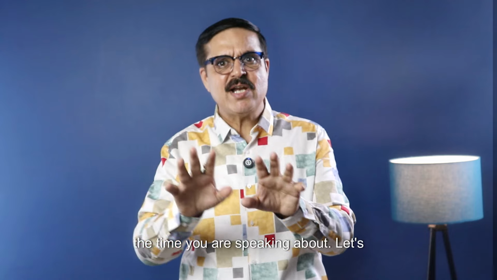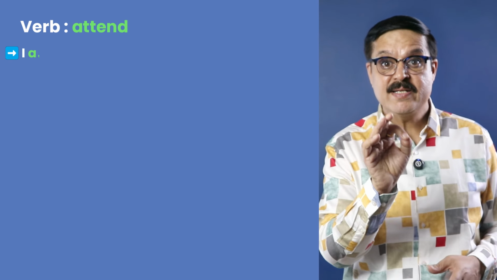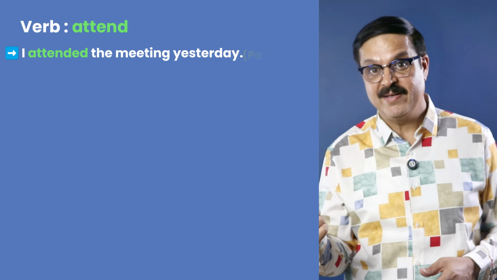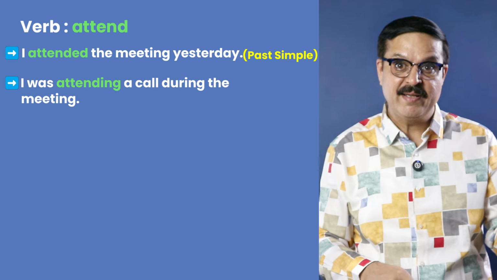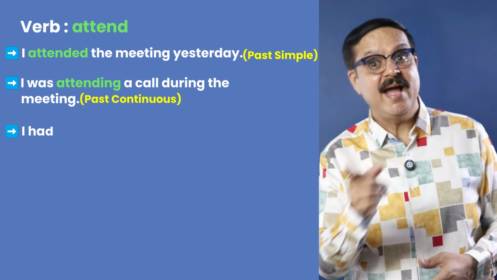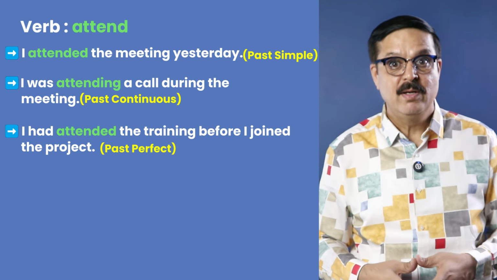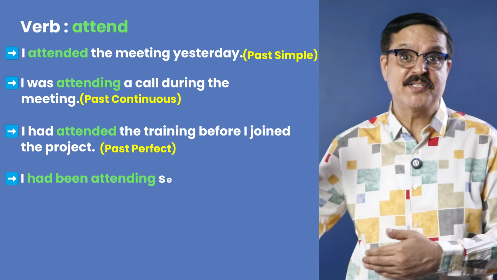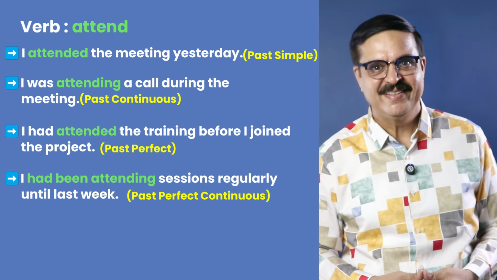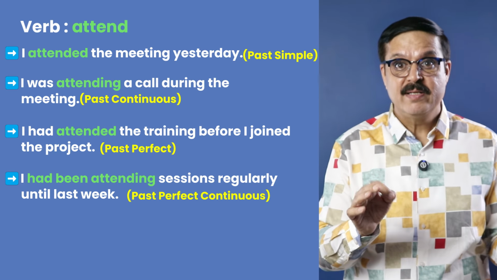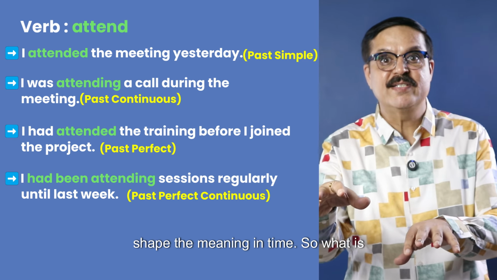Let's try with another action verb. This time it is attend. I attended the meeting yesterday. Past simple. I was attending a call during the meeting. Past continuous. I had attended the training before I joined the project. Past perfect. Oh, I had been attending sessions regularly until last week. Past perfect continuous tense. The action verb attend stays central, but your helping verbs shape the meaning in time.